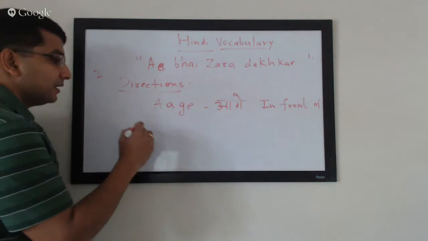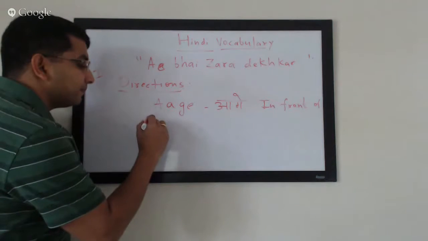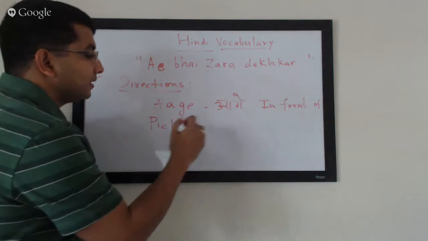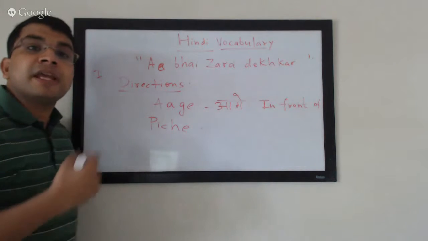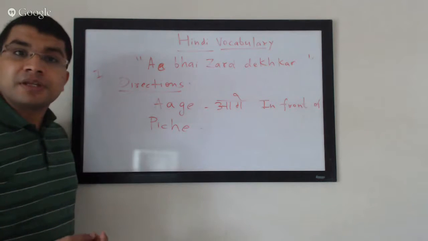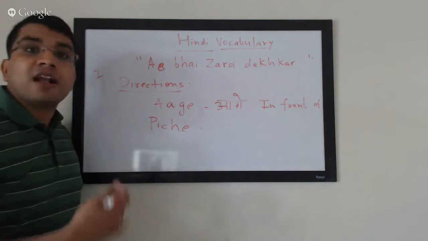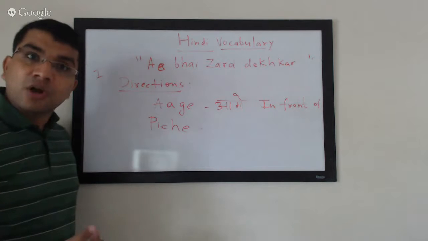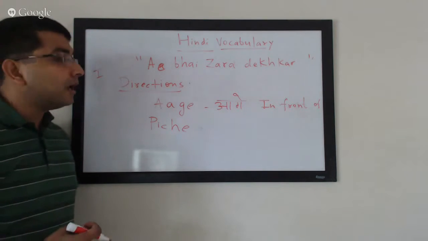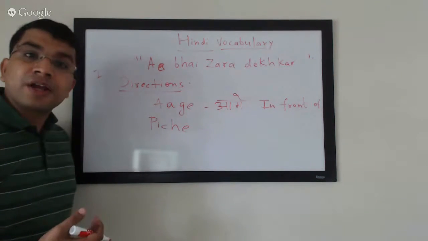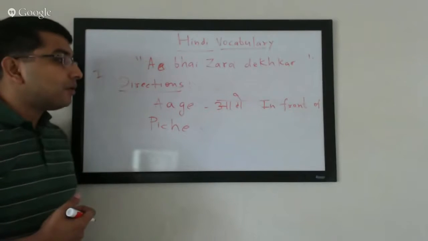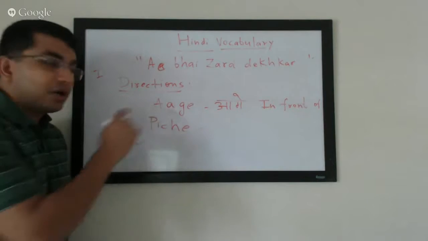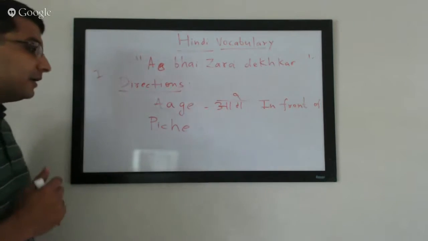Okay. Second one is piche. You can also think of aage as mere aage, ahead of me or in front of me. Okay. मेरे आगे कार है. Okay. आपके आगे पुलिस है. There's a cop in front of you. Okay. हमारे आगे बच्चा है. There's a kid in front of us. और हमारे आगे पार्क है. There's a park in front of us. That's what आगे means. In front of or ahead.